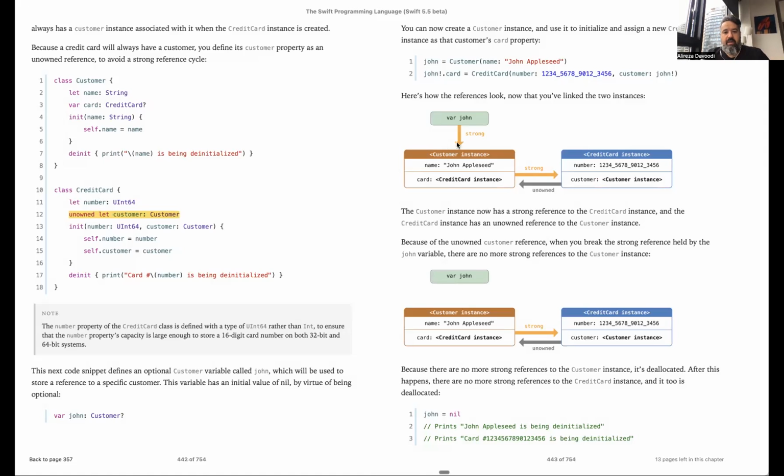So the same thing in here. Again, when you assign John, you just create a strong reference from John to that location, and from the credit card to the customer. So here you have another strong reference. There's an unowned reference in here. So when you break this one, the reference count for this one becomes 0. Then this strong reference is also broken. This unowned becomes nil because this location is already deallocated. So therefore, the other one also gets deallocated. The reference count for the other one becomes 0, and also this one gets deallocated as well.